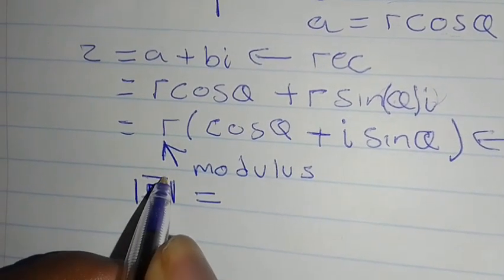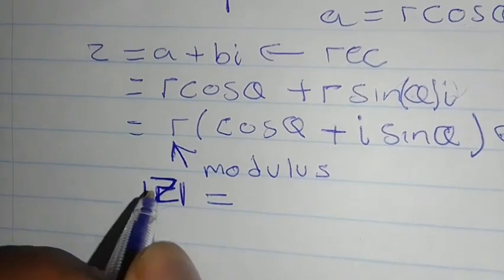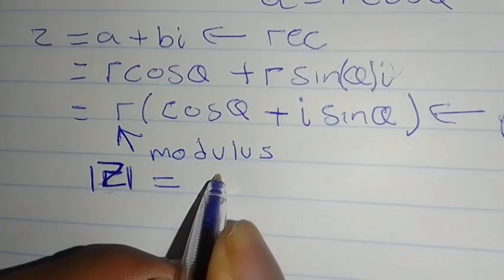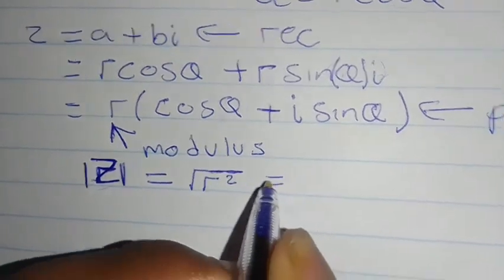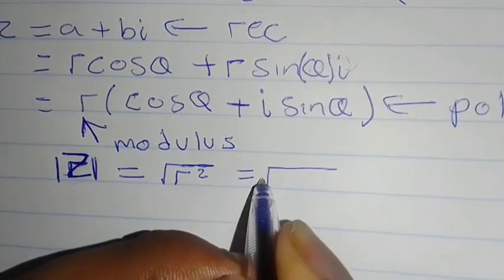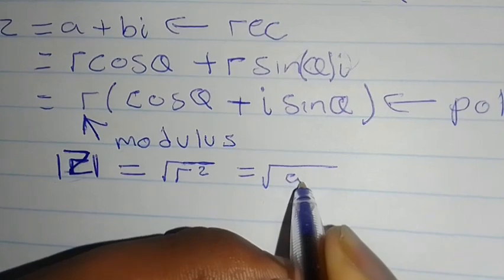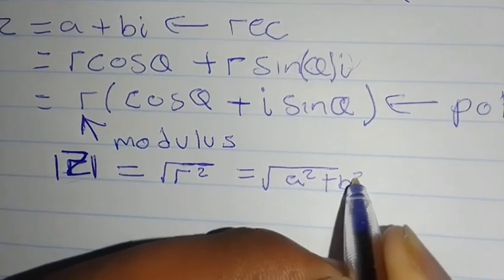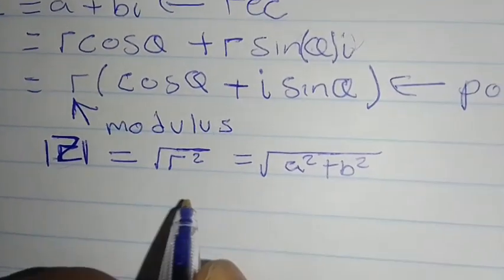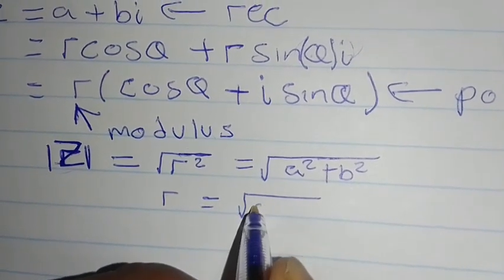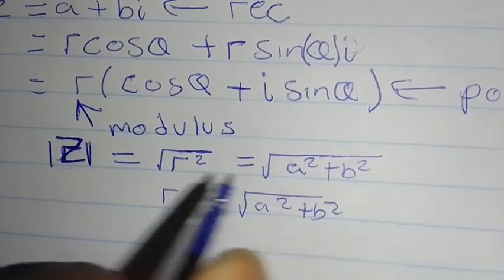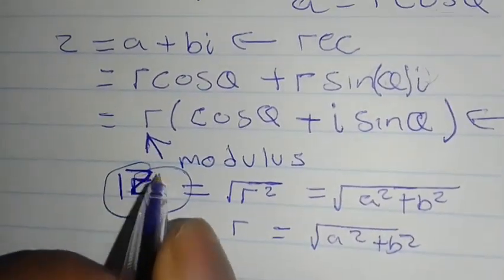The absolute value of z will be equal to the square root of r squared, which is equal to the square root of a squared plus b squared. Now r must always be positive, so we end up with r being the same as the square root of a squared plus b squared, and this is the absolute value of that imaginary number.